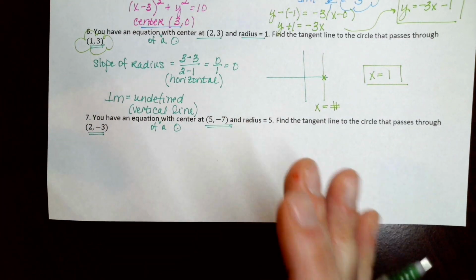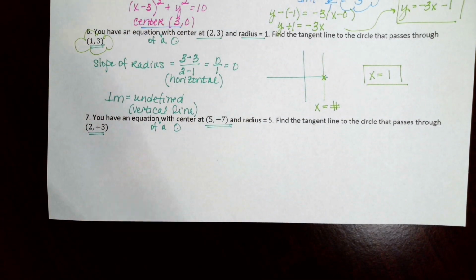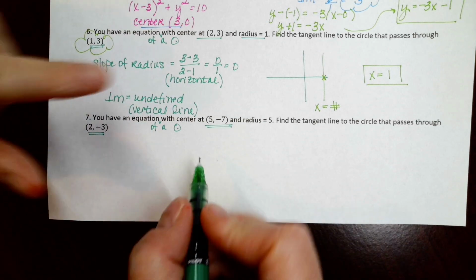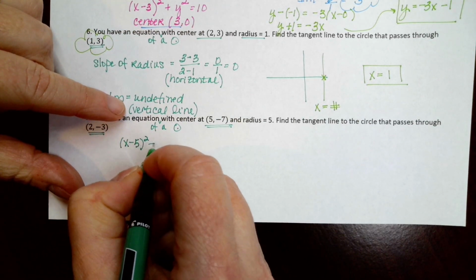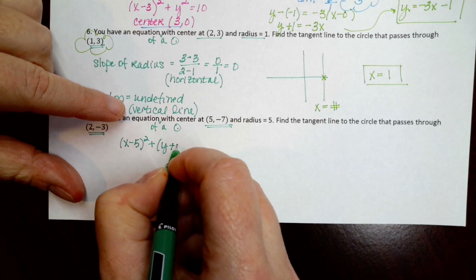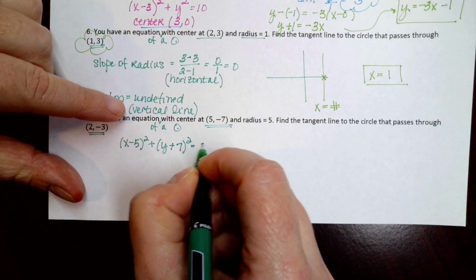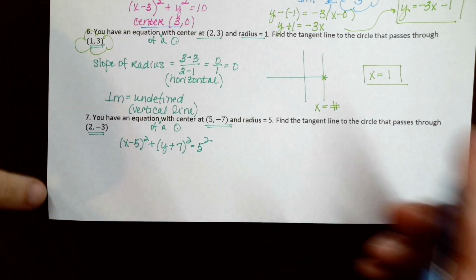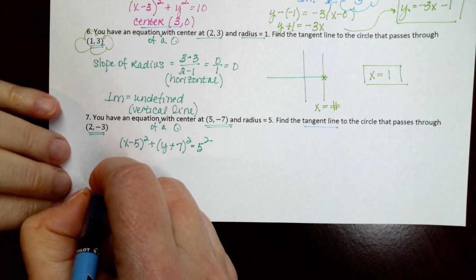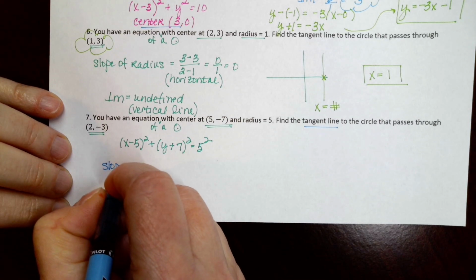Once again, they didn't ask me for the equation of a circle. We could certainly write it. If I wanted to write the equation of a circle, I would have x minus 5, and then a y plus 7, and then we would take our radius and square it. So if I really wanted to, I could. But I don't need to for this, because what we want is the tangent line. So again, we need the slope of the radius.